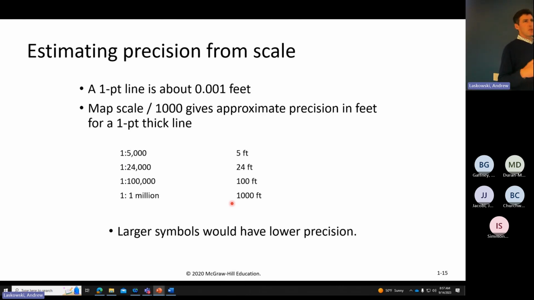Right, so that would mean that if you're surveying for a 1 to 1 million scale map, to get an accurate line drawn on your map, you don't have to be very precise, right? You have to be plus or minus 500 feet. You have to be in a pretty good range.